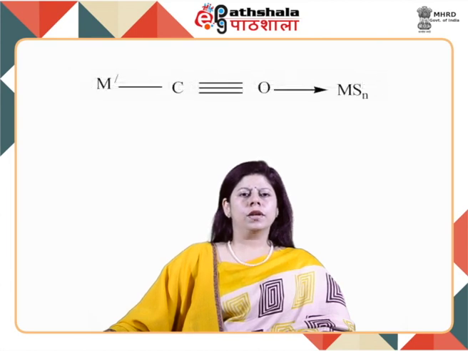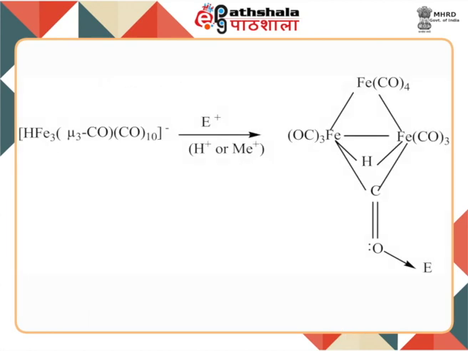The metal carbonylate anions may exhibit strong interaction of this type, and M prime is the transition metal. In addition, electrophilic attack by H plus and Me plus and other carbocations can occur, especially on bridging carbonyl groups. An example is given here. You can see from this example.